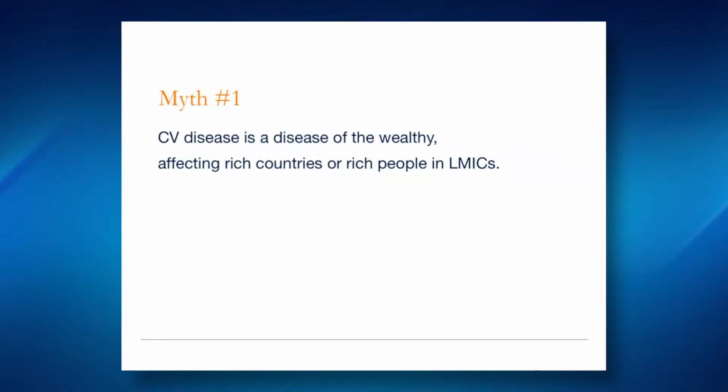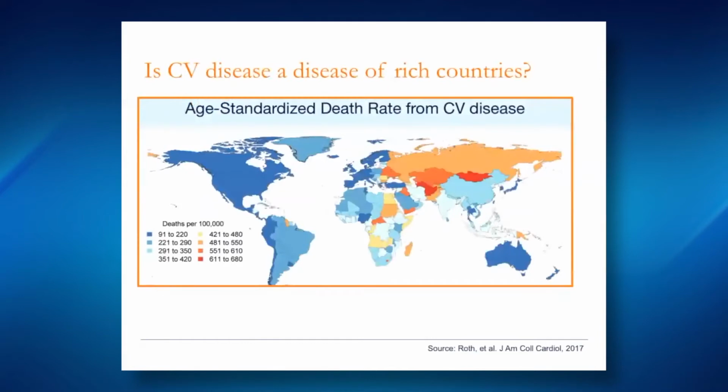cardiovascular disease is a disease of the wealthy, affecting rich countries or rich people in poorer countries. Very pervasive idea. I've started out with the tree maps that show you that's not the case, but let me dive a little deeper. More data from the Institute of Health Metrics and Evaluation at the University of Washington, looking at age standardized death rates from cardiovascular disease. The scale is somewhat hard to read, but the dark blues are the lowest rates of age standardized cardiovascular deaths. As you get to lighter blues, oranges, and reds, that's about a 6-fold increase in the rate of cardiovascular deaths.